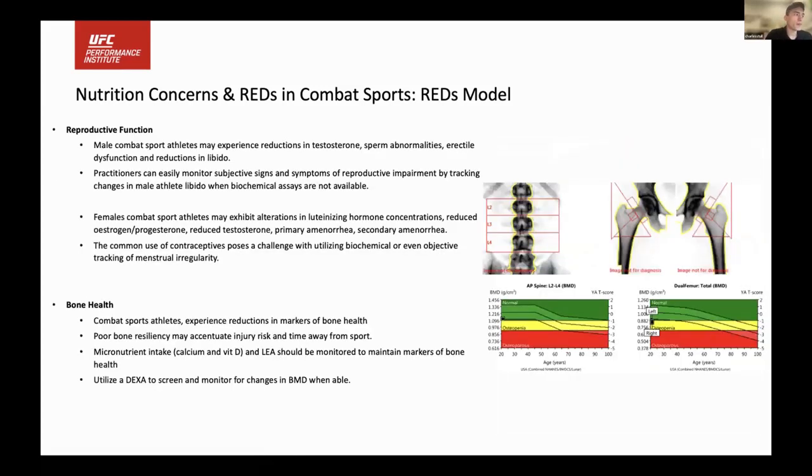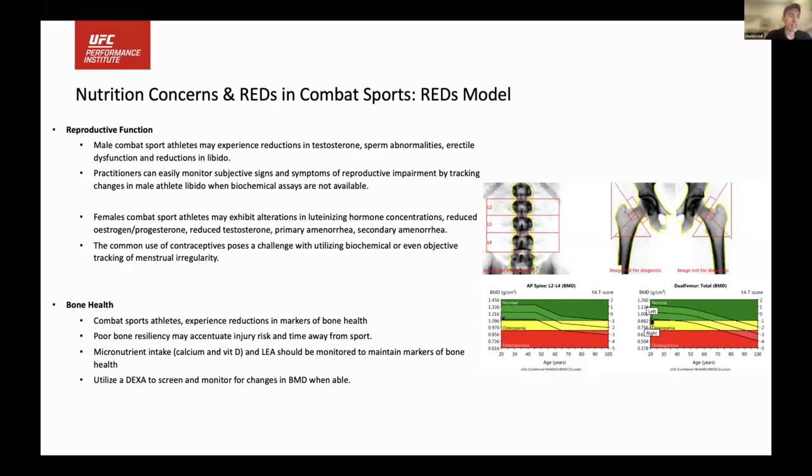So first off, looking at reproductive function, combat sports athletes, as they undergo prolonged low energy availability, may exhibit physiological consequences to their reproductive systems. Our male combat sports athletes may experience reductions in testosterone, sperm abnormalities, erectile dysfunction, and reductions in libido. Practitioners can really monitor subjective signs and symptoms of reproductive impairment by tracking changes in male libido, especially when biochemical assays are not always available.